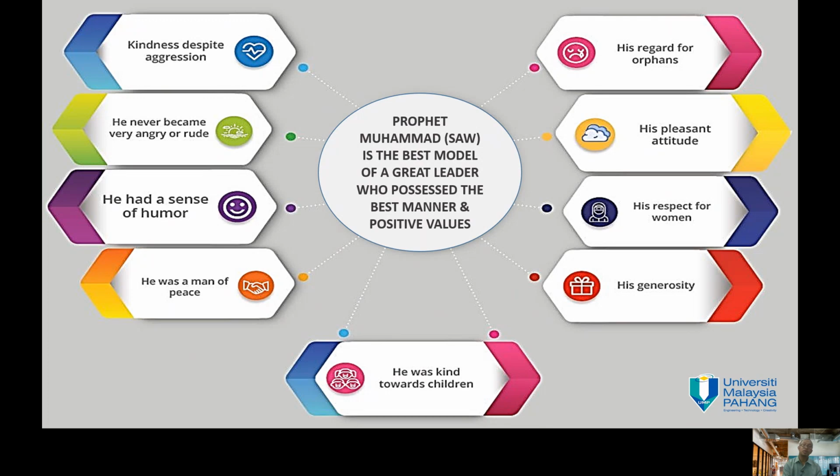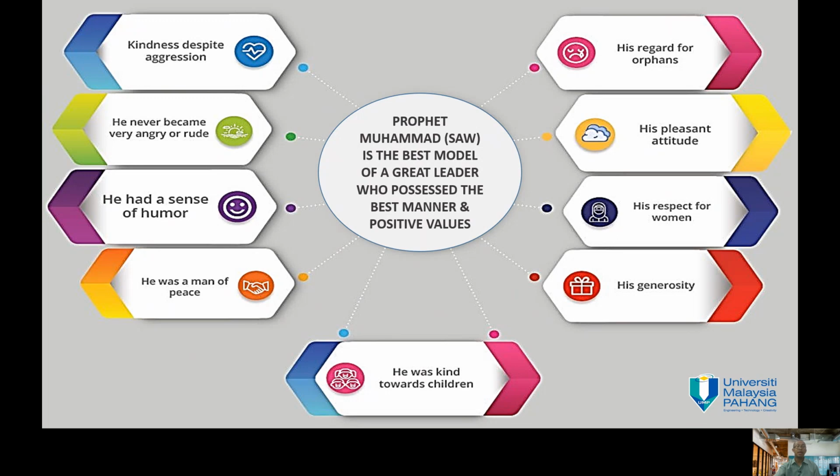So as you can see here, we can learn something so useful for the purpose of creating good manners. Number one, the Prophet Muhammad displayed kindness despite aggressions. He always displayed kindness, whether to his family, to his neighbors, to anyone around him, as well as to his enemy. Next, he never became very angry or rude. He was always patient.